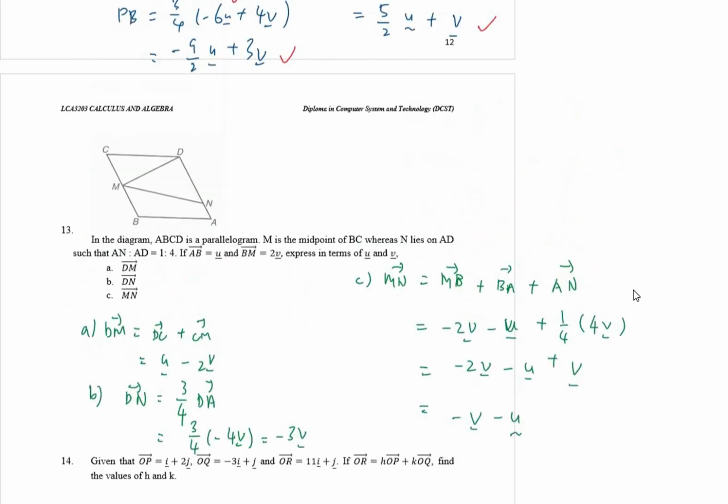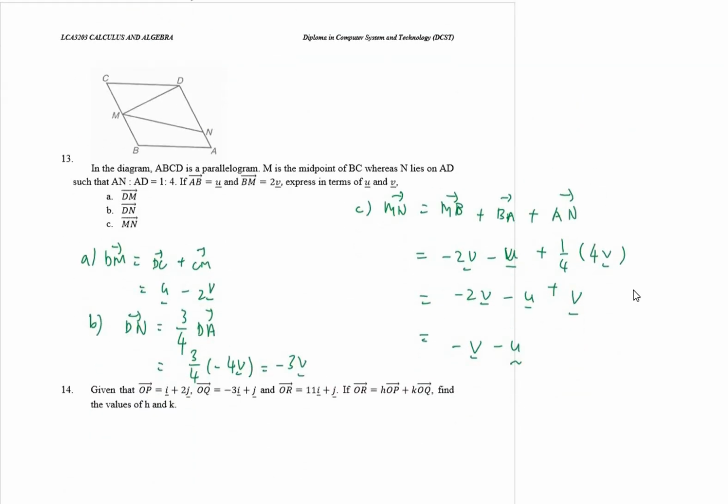Okay, we continue with question 13. This is a parallelogram, so M is the midpoint and N lies on AD such that AN to AD is 1 to 4. Given all this information, we want to find DM. So DM is DC plus CM, correct?